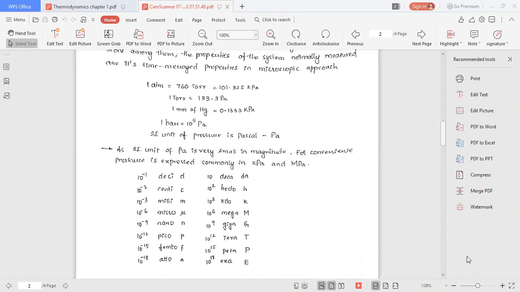Varun, just continuously you have to tell from centi to atto. Deci, centi, milli, micro, nano, pico, femto, atto. Good.